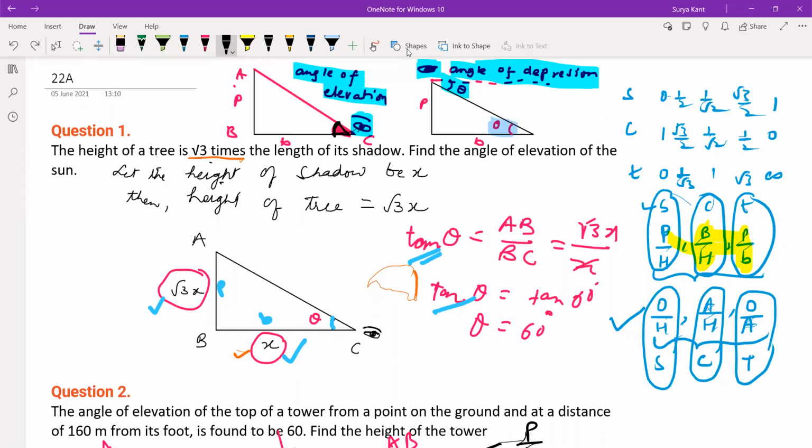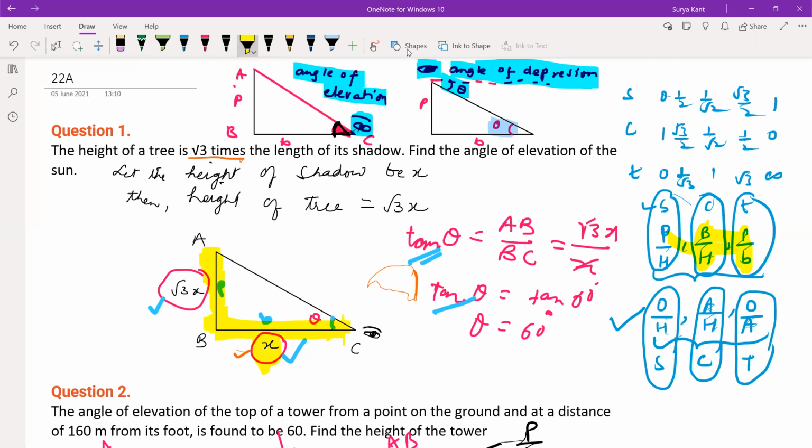Now you see, the height of a tree is root 3 times the length of the shadow. It means if the length of the shadow is any number, the height of the tree is root 3 times that. So I have to consider x as the shadow. And one more thing you remember, the shadow is always on the ground. This yellow part I mentioned here is the shadow, and this is your tree. The height of the tree is what?